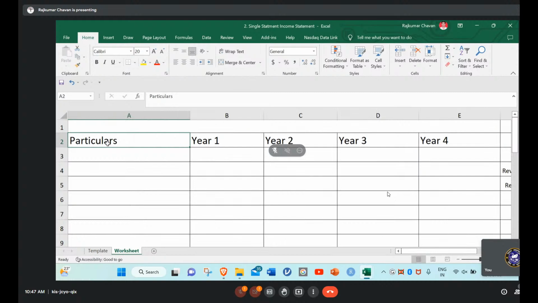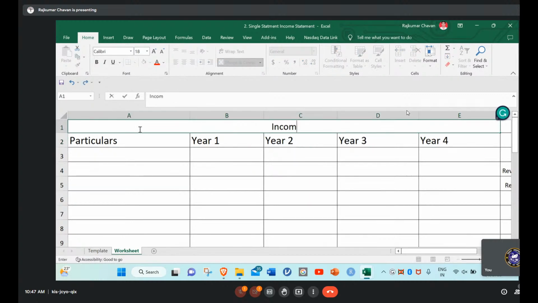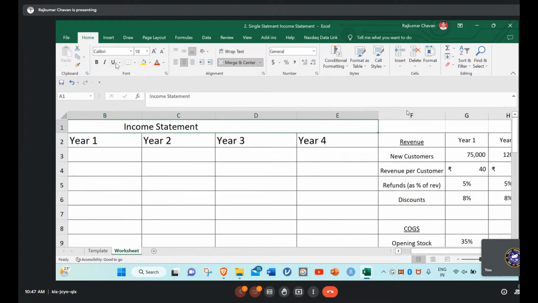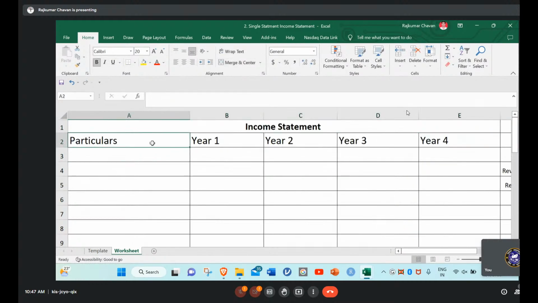Now this is year 1, year 2, year 3, year 4. First statement we'll discuss, we'll prepare something called which statement? Income statement. So this is the first model we are going to discuss now. Income statement for how many years? 4 years. We are going to prepare your models. Okay, so let us start working one by one.